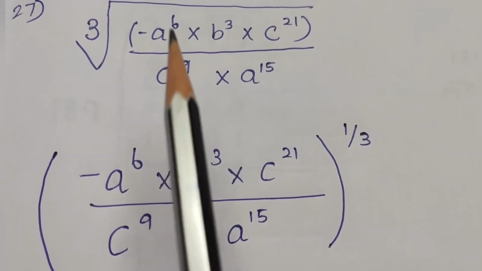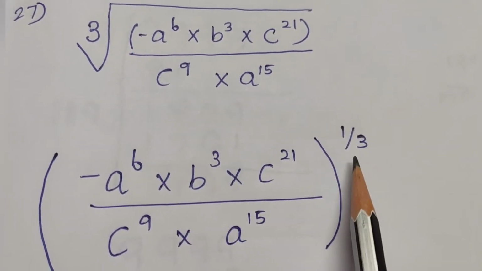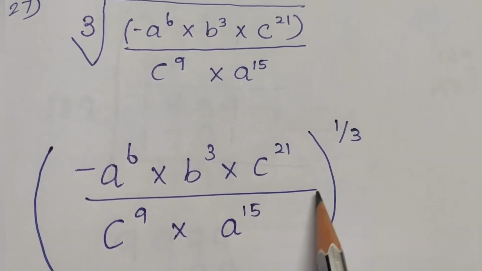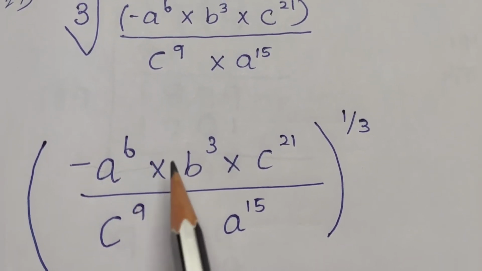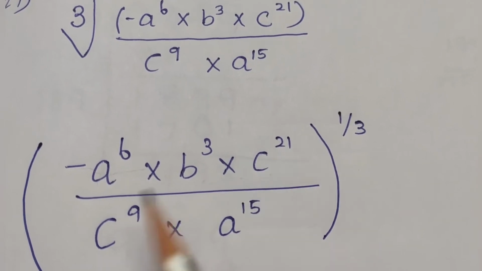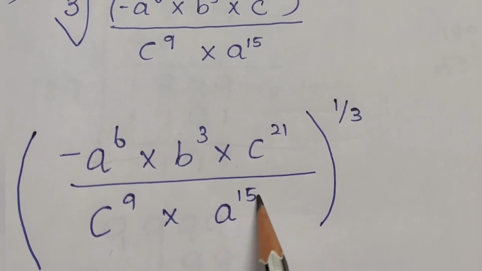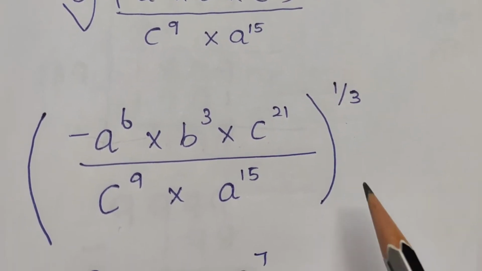So I copied the question. Cube root can be written as power 1 by 3, whole power 1 by 3 because it is cube root. So I wrote minus a power 6 into b power 3 into c power 21 by c power 9 into a power 15, the whole power 1 by 3.